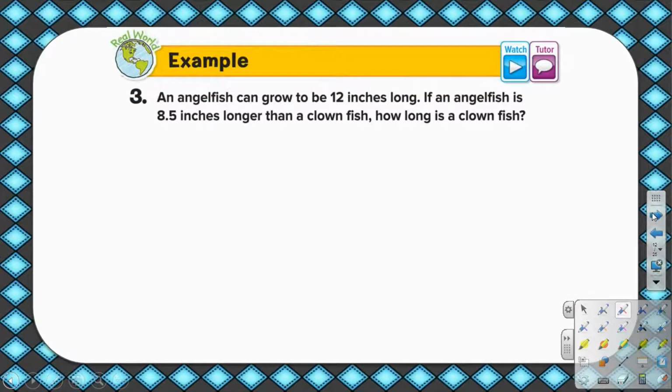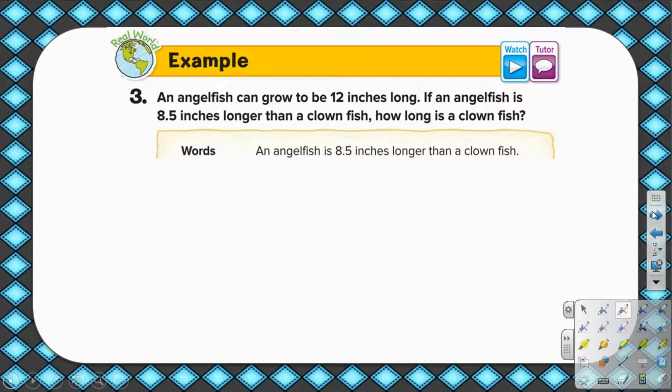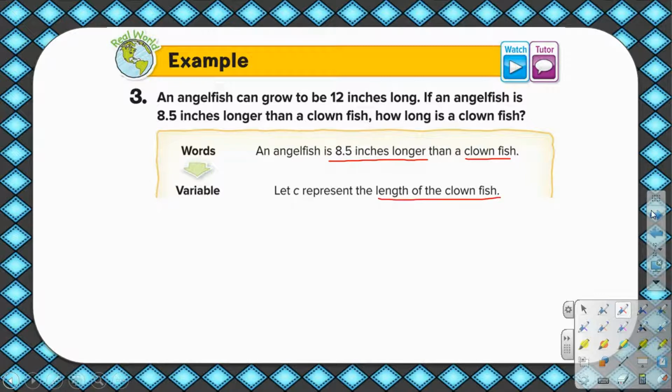Next, we've got example 3. An angelfish can grow to be 12 inches long. If an angelfish is 8.5 inches longer than a clownfish, how long is the clownfish? Okay, the first thing we want to do, like we talked about in the last chapter, we know these story problems can be a little bit of a challenge, so we want to start out by saying, what do we know in words? Well, we know that the angelfish is 8.5 inches longer than the clownfish. We don't know how long the clownfish is, so we're going to use C to represent the clownfish.